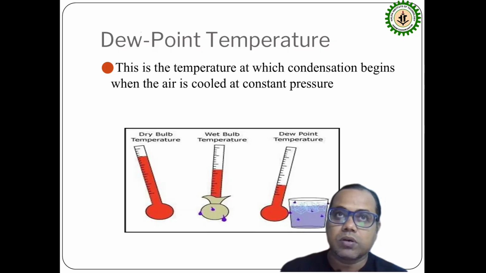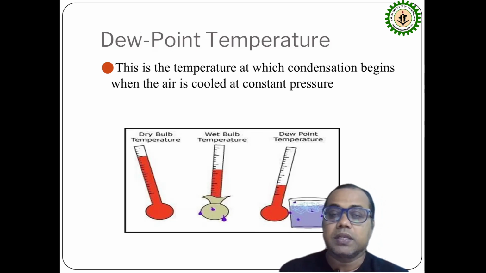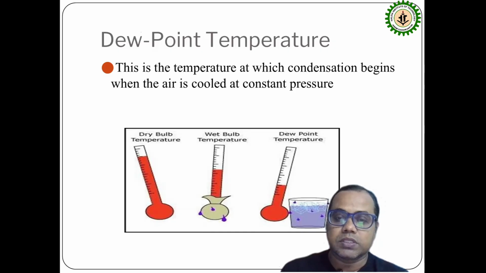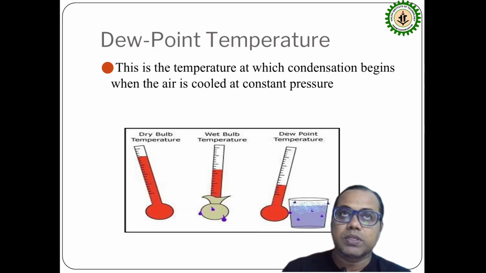Dew point temperature occurs when 100% relative humidity occurs. Relative humidity, humidity ratio, all these things come under psychrometry. So dew point temperature means the temperature at which the moist air, meaning air plus water vapor, cannot hold the excess amount of moisture. In that condition, the excess amount of moisture or water vapor will be condensed. This happens at constant pressure, meaning at 1 atmospheric pressure, so it is known as the dew point temperature.